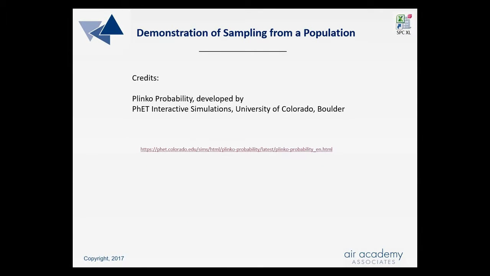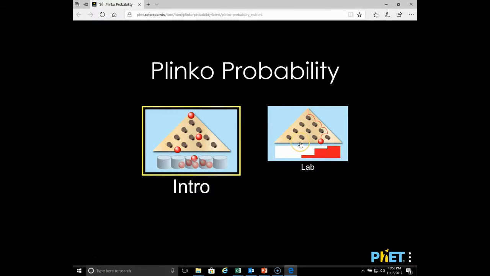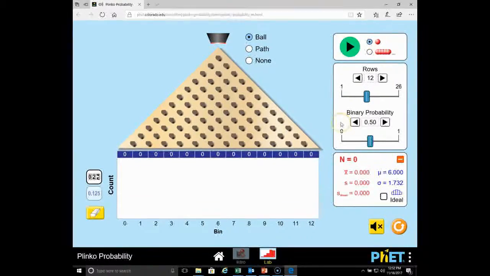To illustrate and demonstrate the concept of sampling, I'm going to use what we call a Plinko probability simulator developed by PHET Interactive Simulations at the University of Colorado Boulder. You might want to go back and get this link and play with this simulator yourself after this video clip is over. So I'm going to click on this and introduce you to the idea of sampling by way of the Plinko probability, simulating a normal distribution in this case.